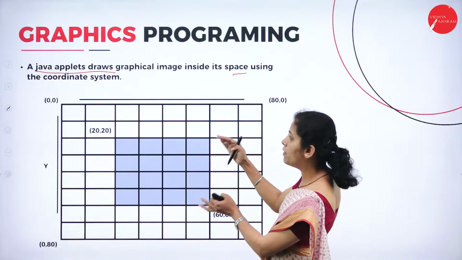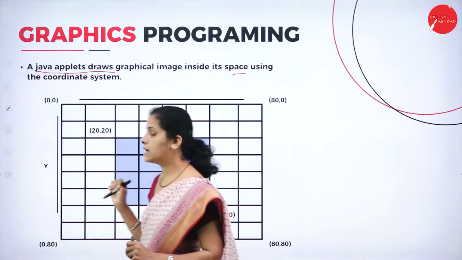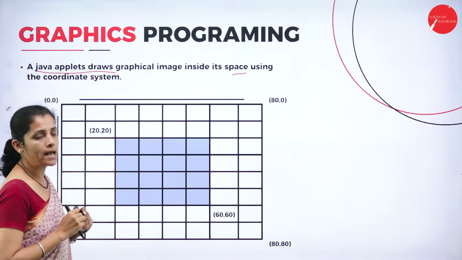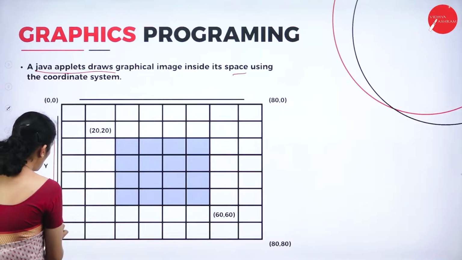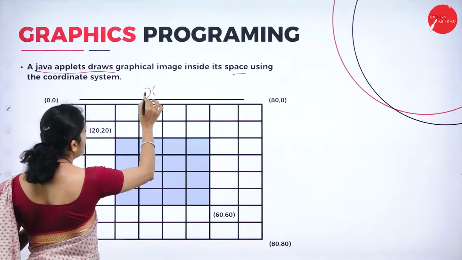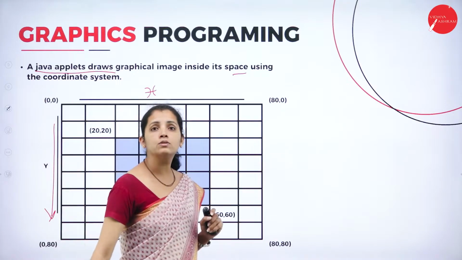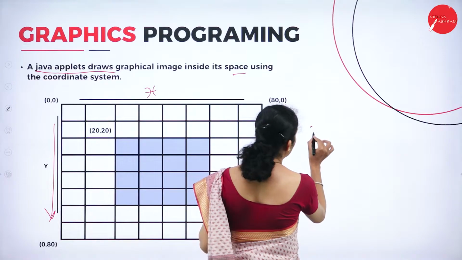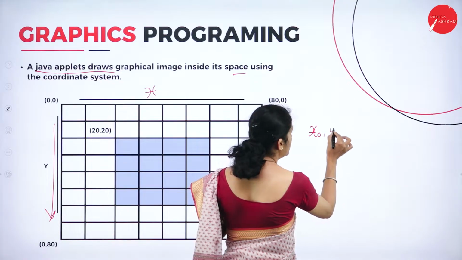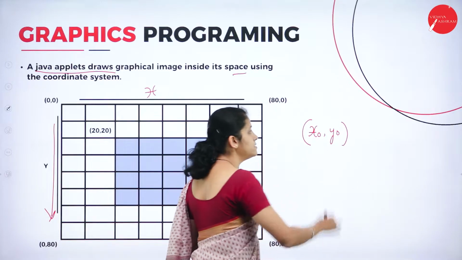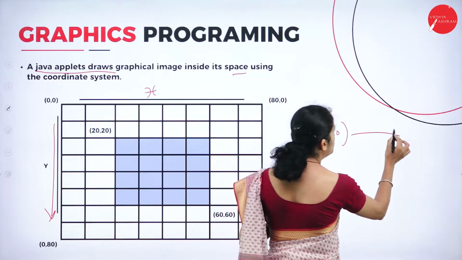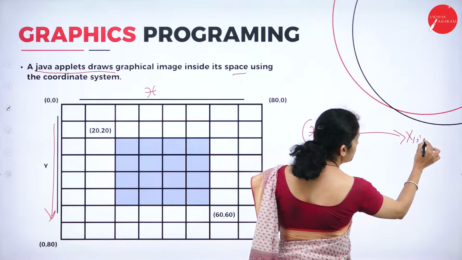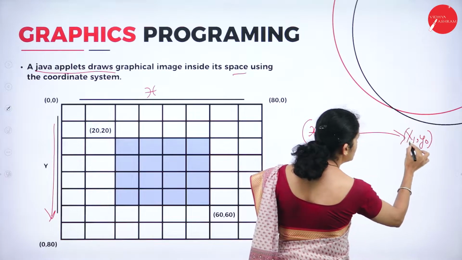So this is the example for the coordinate system, and in the coordinate system I have the y-axis as well as the x-axis. So this is my y-axis and this is my x-axis. And suppose if I want to create an applet, then I want to use x0 and y0. This is the coordinate system. And if I want to move towards this one, then I'm going to increase the x value and keep the y value as it is.